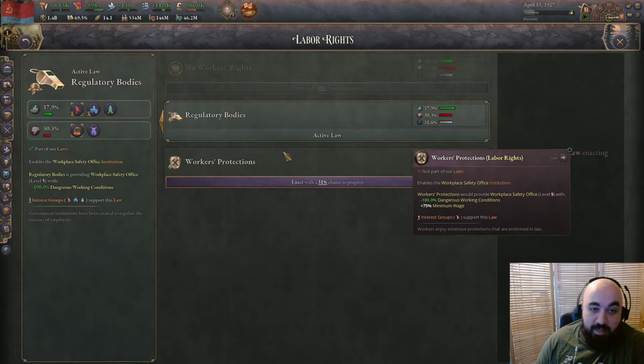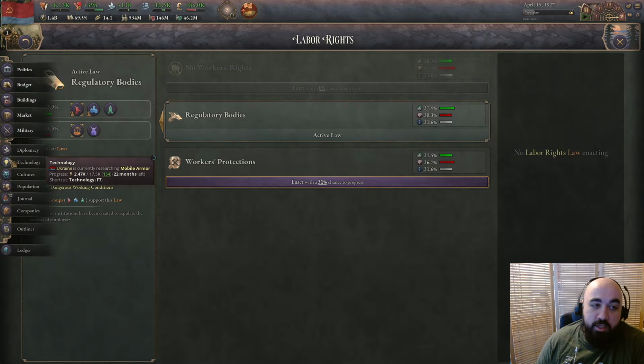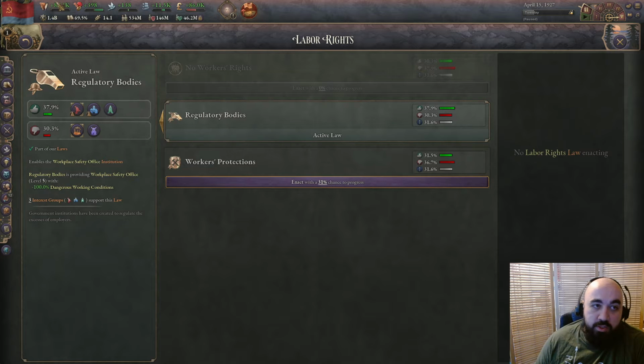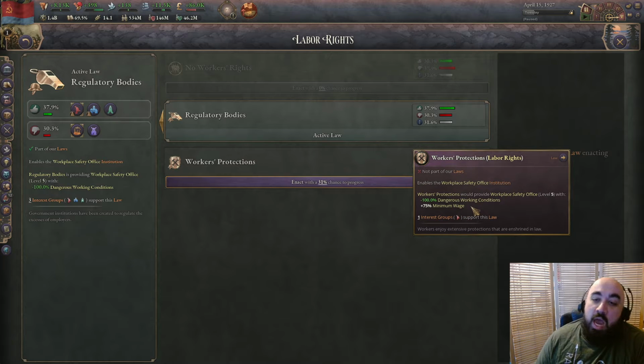What you could instead get is workers' protections. Also, regulatory bodies are going to be better once you get some of the later PMs for increasing your government administration, for increasing bureaucracy. But workers' protections introduces this minimum wage thing. And in earlier iterations of the game, this was a spectacular way to death spiral your country if you put in max workers' protections.